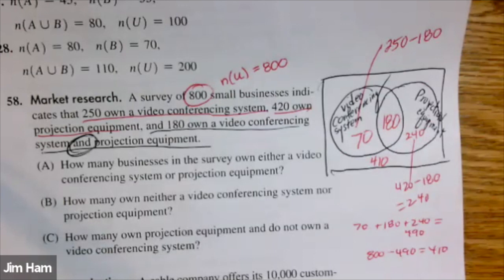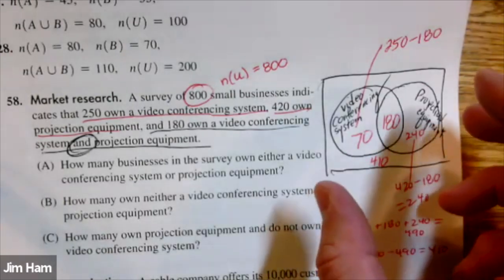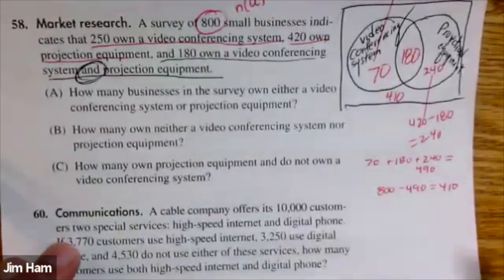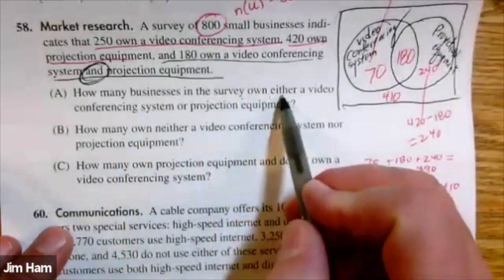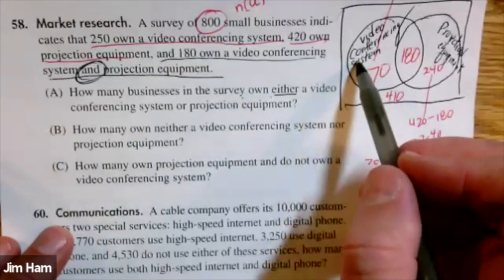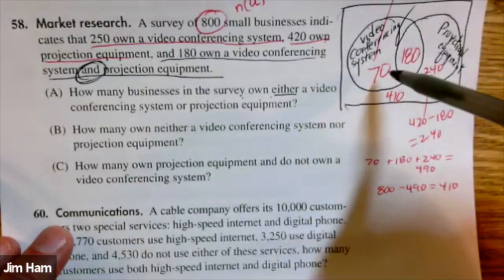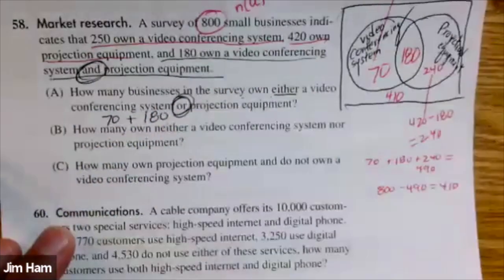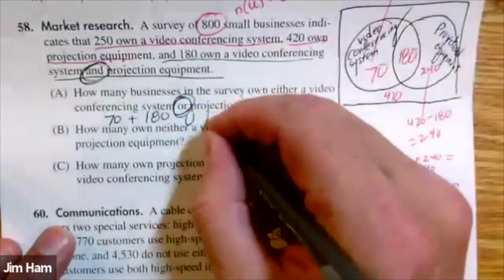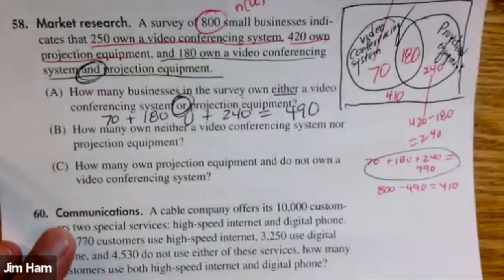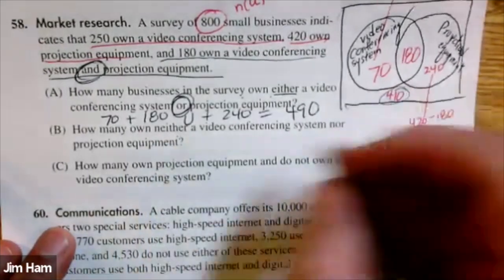So the idea of the applications is to create the Venn diagram first and then go answer the questions that they give you here. So we're counting the number in each of these regions. How many businesses in the survey own either one or the other or both, video conferencing system or projection equipment? So that would be, you'd have to add the 70 plus the 180. So it's really doing the or there. So that's the union. And then add the 240. All right, so we did that down here, 490. How many own neither? Well, we calculated that there to be the 410.